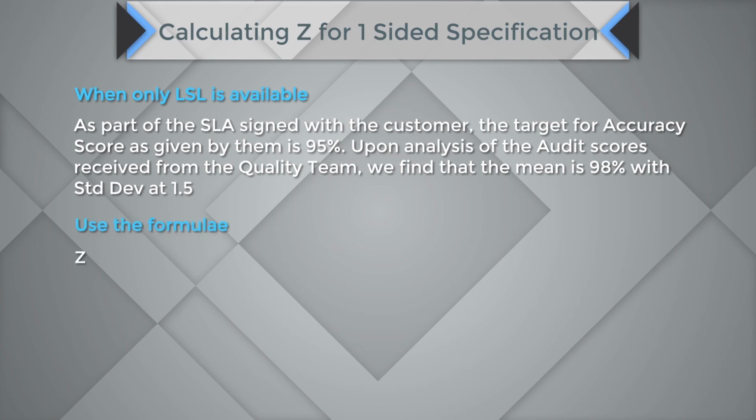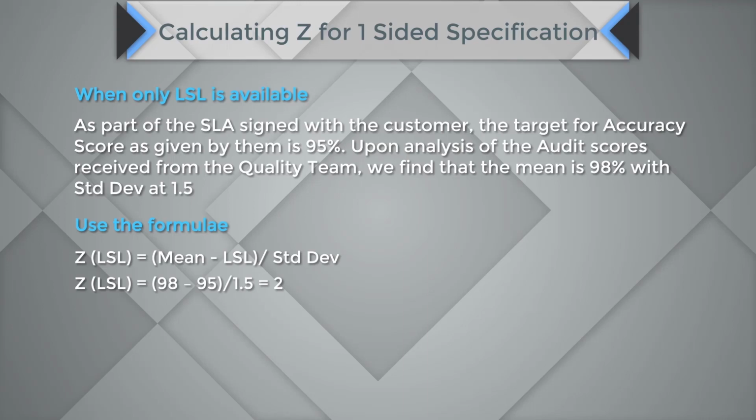Use the formula. Z LSL will be equal to mean minus the LSL upon standard deviation. Mean in this case is 98. So 98 minus 95, which is my target or LSL, upon standard deviation, which is 1.5. So 98 minus 95, which is 3.